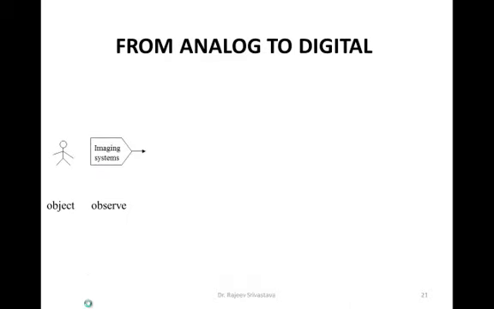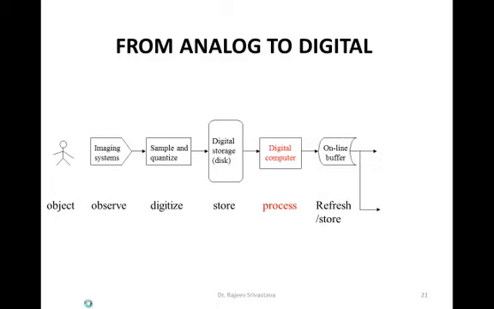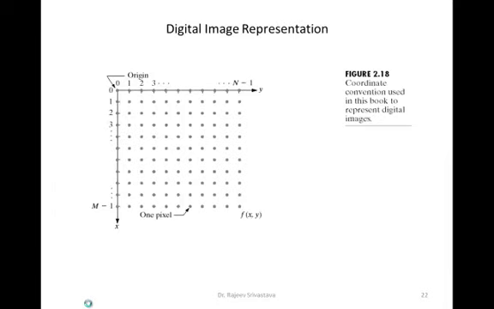From analog to digital: suppose there is an object, then it is captured by the imaging system, and for digitization it is sampled and quantized. Then it can be stored and further processed on a digital computer, and this processed output can either be displayed on the monitor, recorded somewhere, or transmitted online.